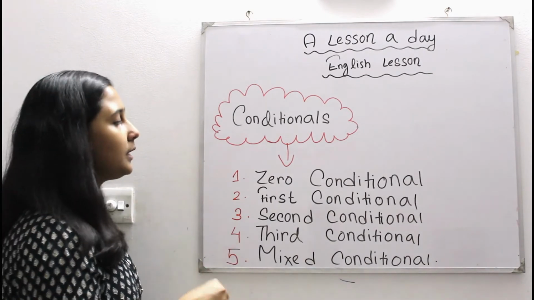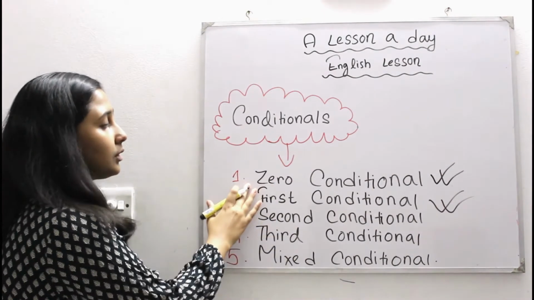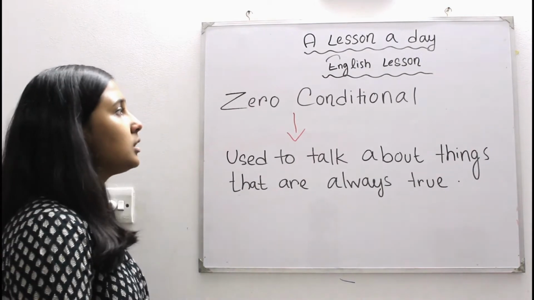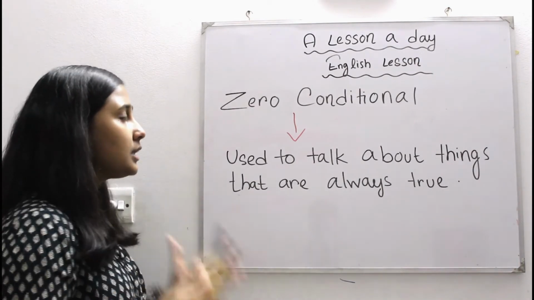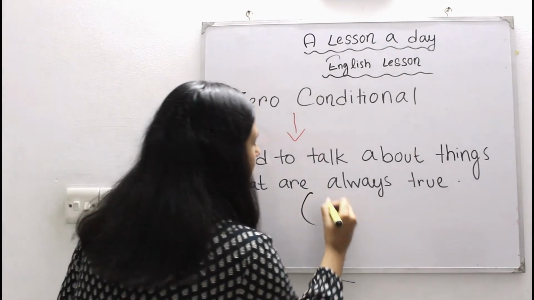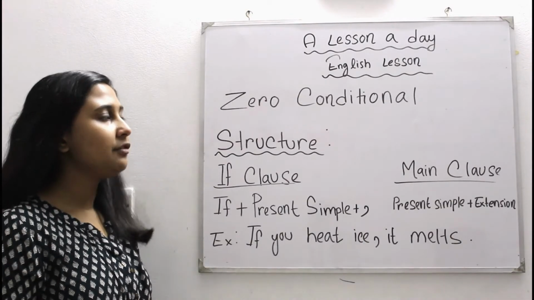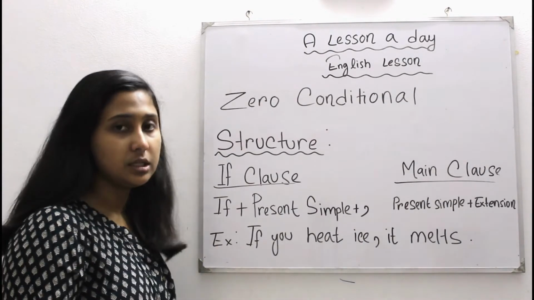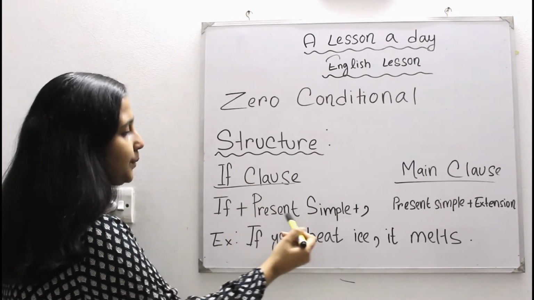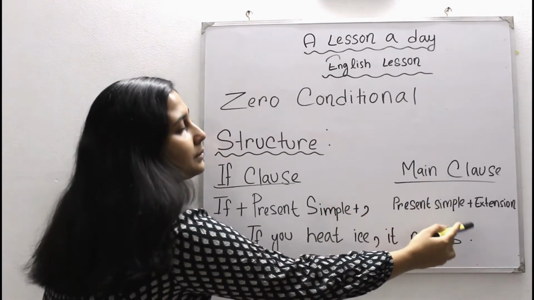And today, we will be learning about the first 2 conditionals, which mean the zero conditional and the first conditional in detail. So now let's talk about zero conditional. So zero conditional is used to talk about things that are always true, by which we mean facts. So now let us have a look at the structure of zero conditional. So here, as you can see, for the if clause, we have if plus present simple tense plus comma, and for the main clause, we have present simple plus extension.